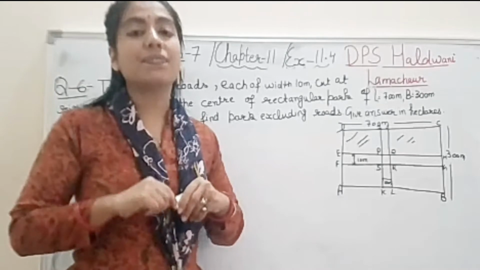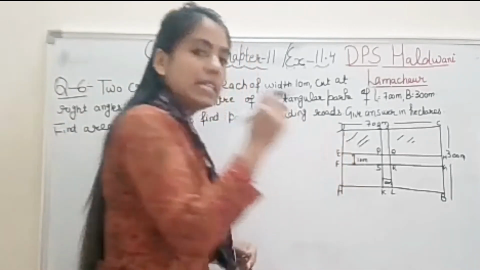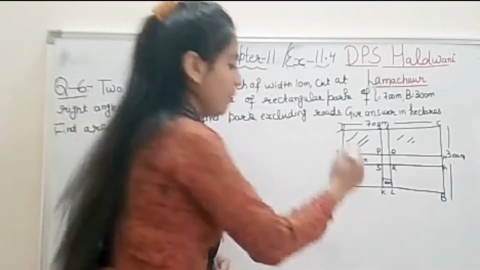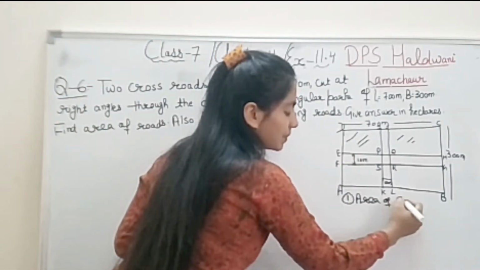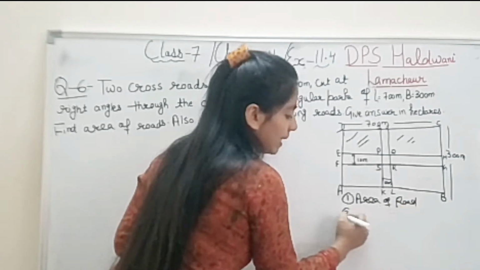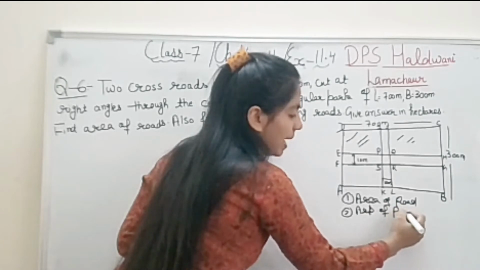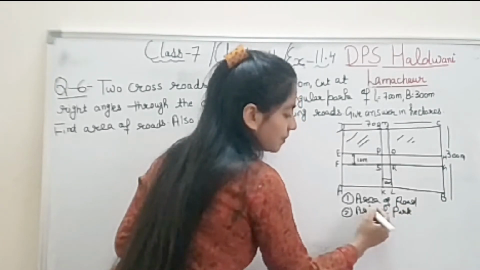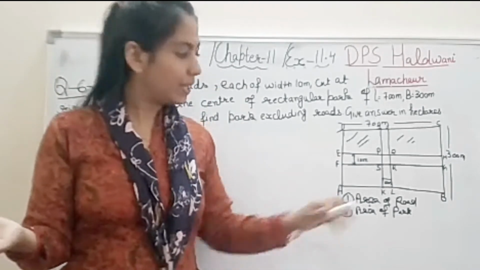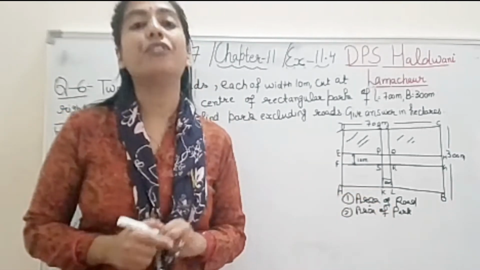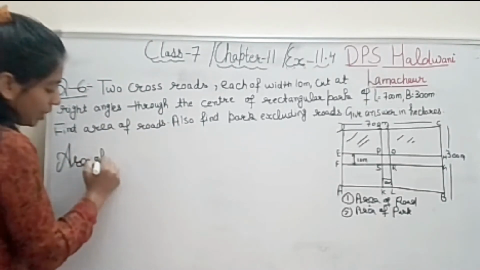But the question is: find the area of the road. In the first part you will do two things. One, the area of the road, and the second thing, the area of the park excluding the road, in which the roads are excluded. Right student? So very first, the area of the road. So let's start. Area of the road.